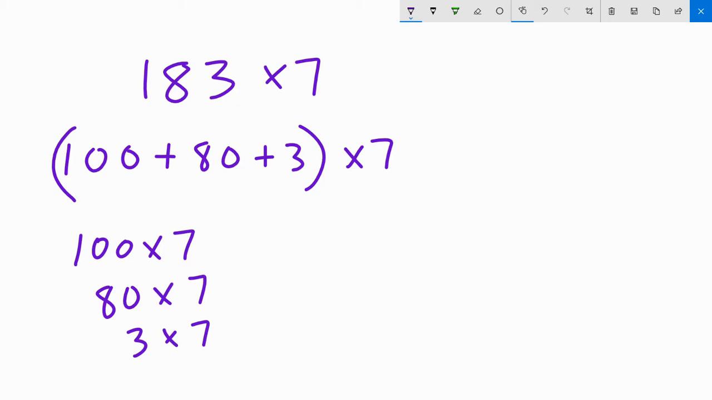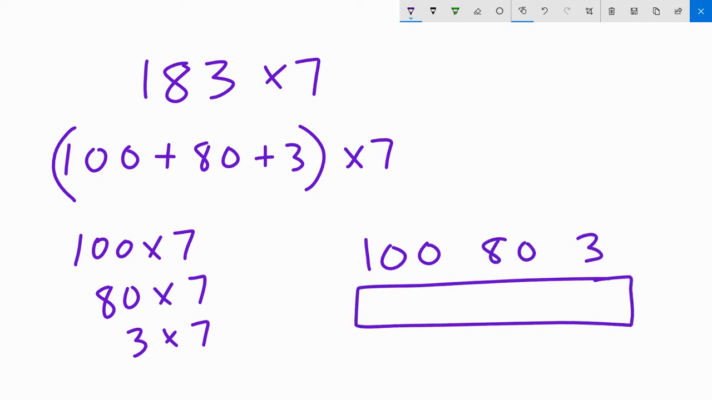Another way we did this, instead of writing it out with the parentheses, was to use boxes. But again, we were using expanded form for this. So we set it up like this, and hopefully this looks familiar. This is called the area model. This first box is 3 times 7, which is 21, which is exactly what this would have been over here. And then we have 80 times 7.